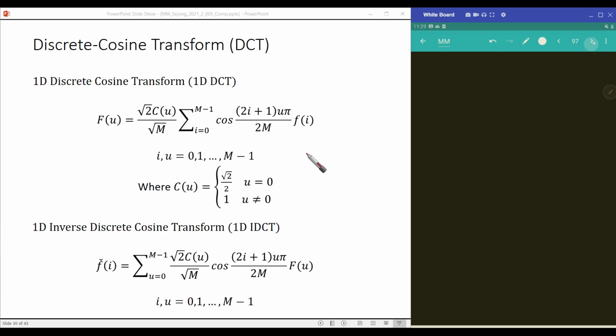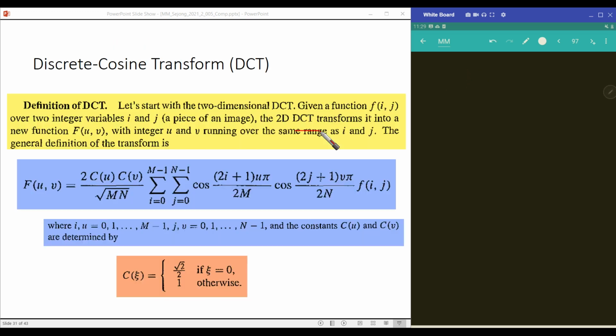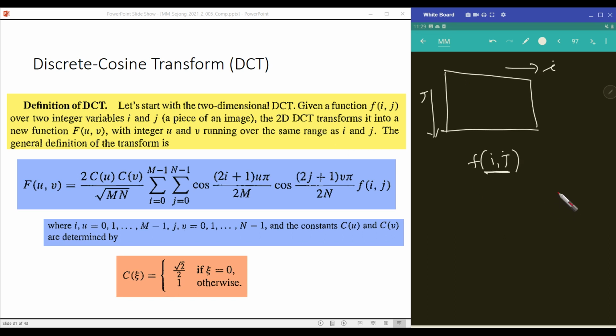Anyway, we understand this one, but this is only one dimension. How about our image? Our image is two-dimensional. If you think of it this way, one dimension is i and the other dimension is j. So essentially here we will have F(i,j), where (i,j) represents the pixel coordinates and F is the brightness level of that pixel, right?